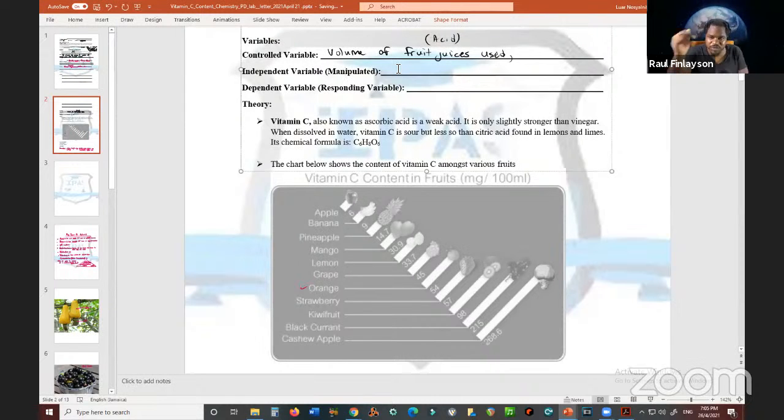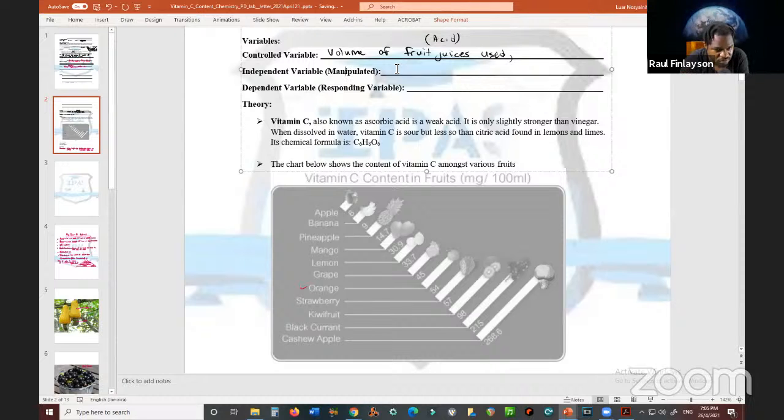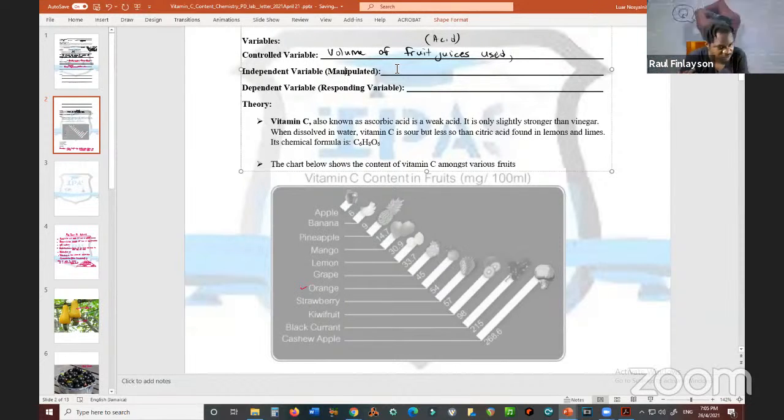the manipulated variable then would be what is it that you're adding to the acid. So what do we normally add to the acid in a titration? That's the question. What do we normally add to an acid in a titration? Anybody? What we learned from today's class?